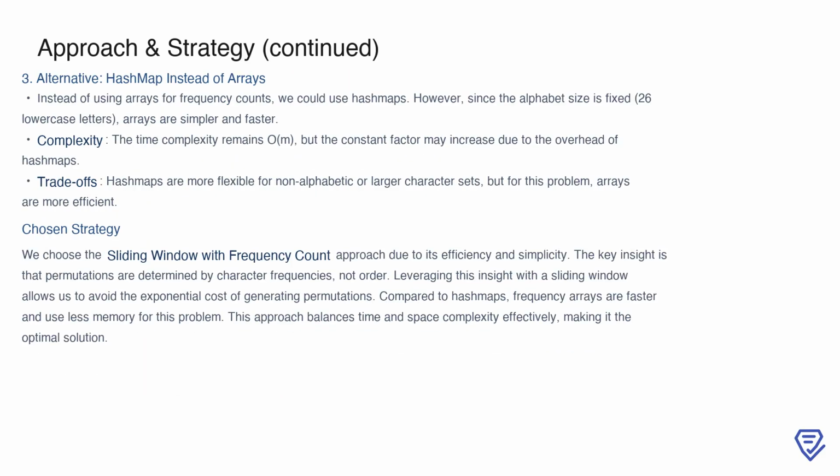An alternative to frequency arrays is to use hash maps for tracking character counts. Hash maps can provide more flexibility, especially if the input involves non-alphabetic characters or larger character sets. However, for this problem, arrays have a clear advantage. Since the alphabet size is fixed at 26 lowercase letters, arrays are simpler to implement and faster due to their lower overhead compared to hash maps. The overall time complexity remains O(m), but hash maps may introduce a higher constant factor because of this additional overhead. For this reason, we select the sliding window approach with frequency arrays as the optimal strategy.